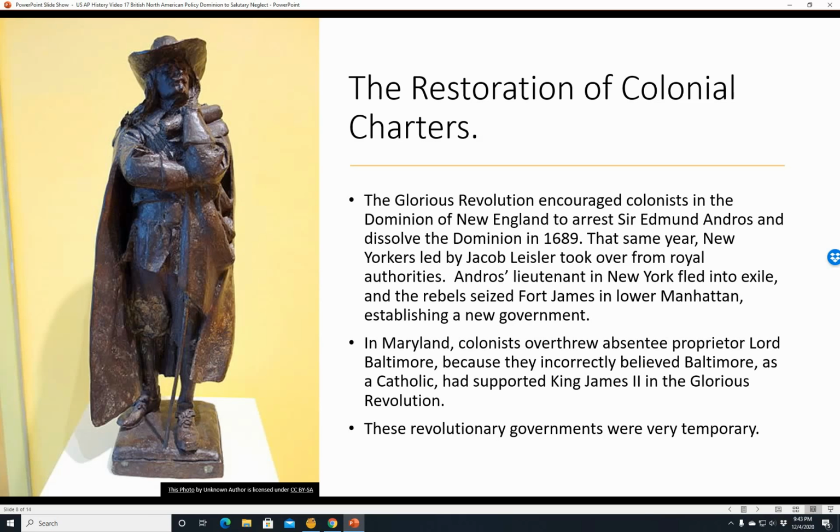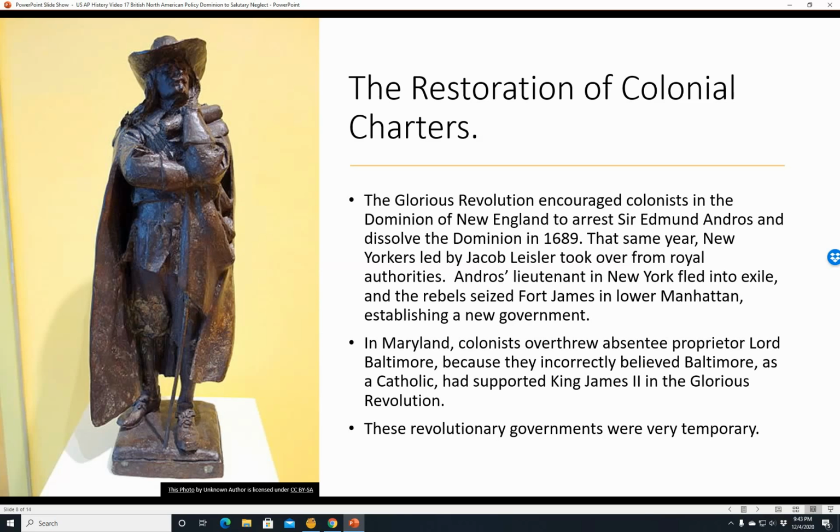in 1689. That same year, New Yorkers led by Jacob Leisler took over from royal authorities. Andros's lieutenant in New York fled into exile, and the rebels seized Fort James in Lower Manhattan, establishing a new government. In Maryland, colonists overthrew absentee proprietor Lord Baltimore because they incorrectly believed Lord Baltimore, as a Catholic, had supported King James II in the Glorious Revolution.